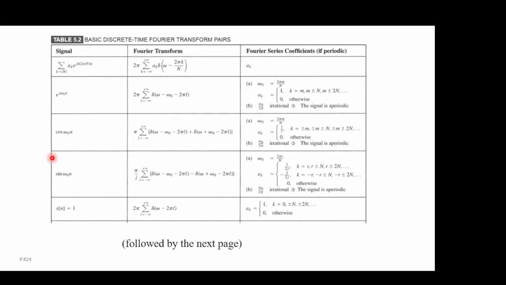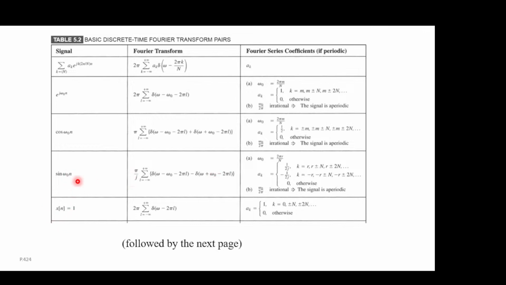And then there is sine and cosine. Cosine can be broken into e to the j omega naught plus e to the minus j omega naught, so you have this plus omega naught and minus omega naught here. Then sine can be broken into e to the j omega naught minus e to the minus j omega naught. Then you also have this plus omega naught and this minus omega naught.